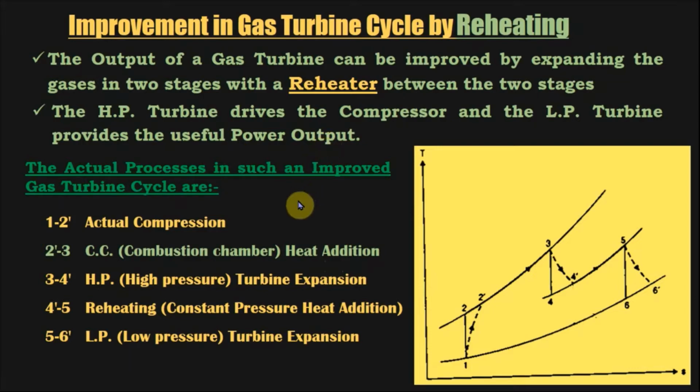The various processes, actual ones, in such an improved gas turbine cycle are: 1 to 2 dash the actual compression, and 2 dash to 3 is the combustion chamber heat addition, and 3 to 4 dash is the high pressure turbine expansion, and 4 dash to 5 is the additional process called reheating, which is a constant pressure heat addition, and 5 to 6 dash is the low pressure turbine expansion.